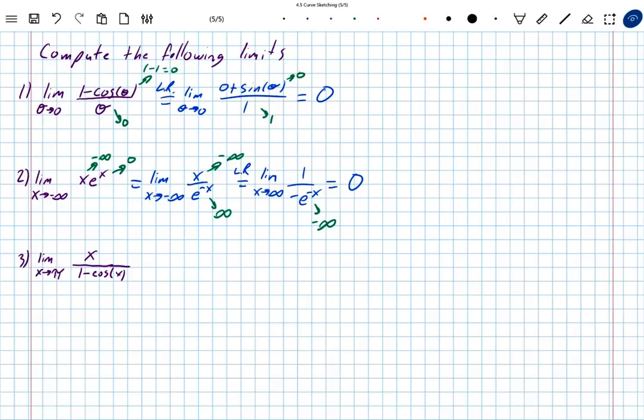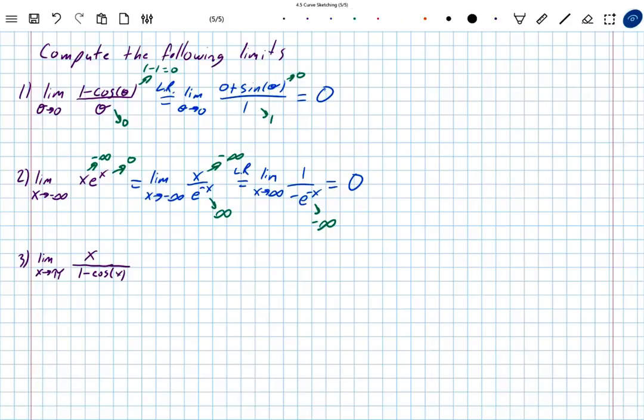Okay, friendly reminder, serious reminder, you don't get to forget your quotient rule. You need to know the difference between using L'Hopital's rule in a limit when you're in indeterminate form, where it's just the derivative of the top over the derivative of the bottom, versus taking the derivative of a fraction where you need to use the quotient rule. A little bit more complicated.